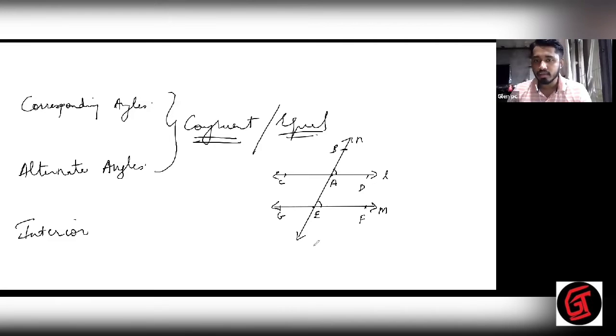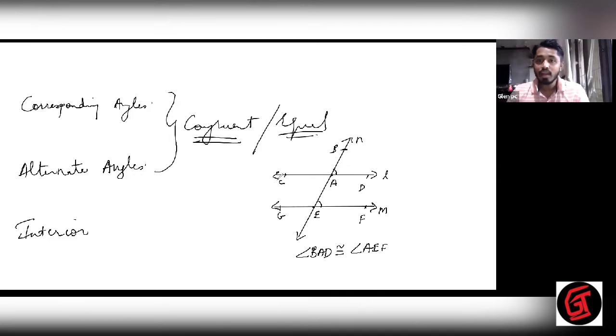What are the names of those angles? Angle BAD. Can you all see this? Angle BAD is congruent to, or we can even say equal to, angle AEF. Angle AEF. We know they are corresponding angles, but I told you more about corresponding angles. What information did I give you? That corresponding angles are congruent, or in simple language, they are equal.